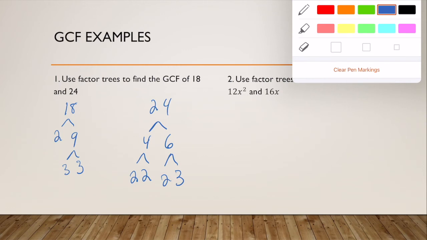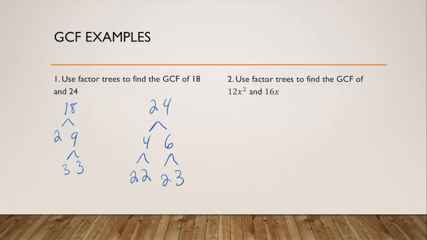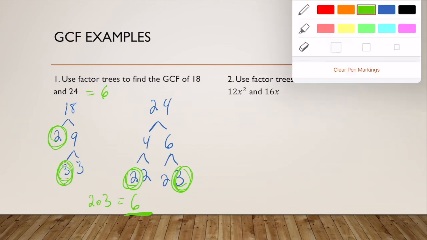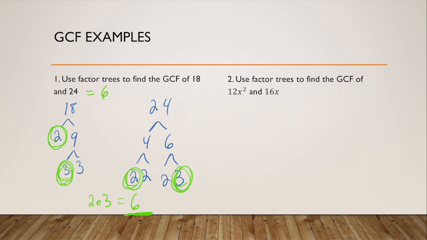So let's collect the factors that they have in common. So 18 has a factor of 2, and so does 24. Sorry, 18 has a factor of 3, and so does 24. Are there any more matches? No, so we're going to take 2 times 3, and that will give me 6. So the GCF of 18 and 24 is 6. Let's do another example with variables.